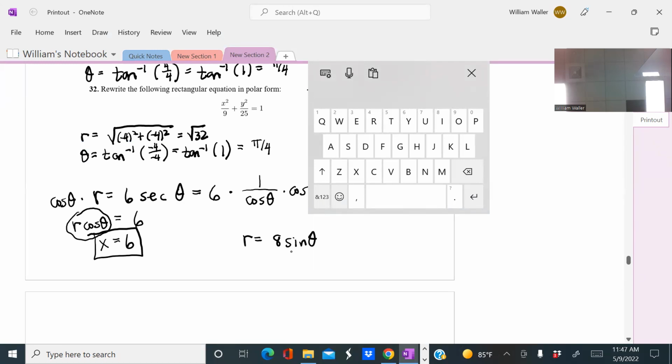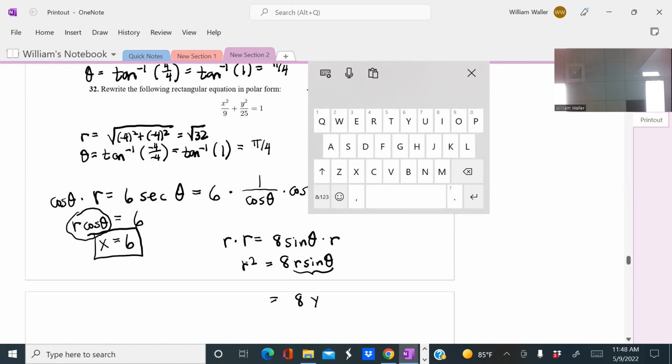It would be nice if I had r times sine of theta, because that would be y. So let's multiply this by r. But you have to keep the equation balanced, so multiply the left-hand side by r also. So you get r squared is equal to 8 times r sine of theta. But what is r sine of theta? y. So now you can plug y in.